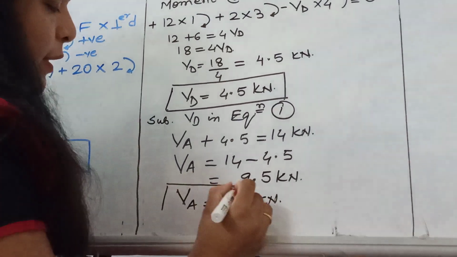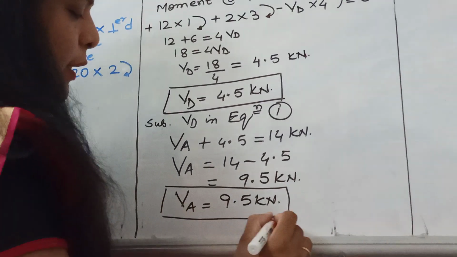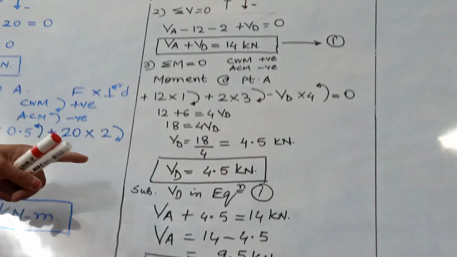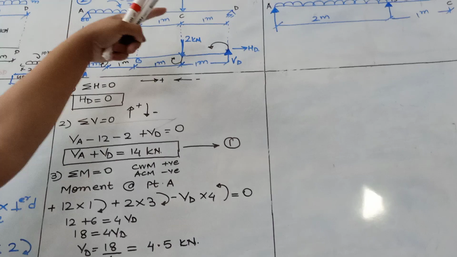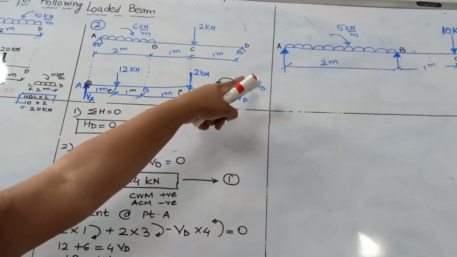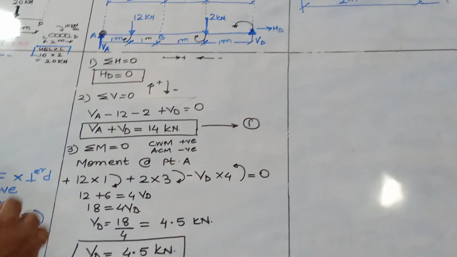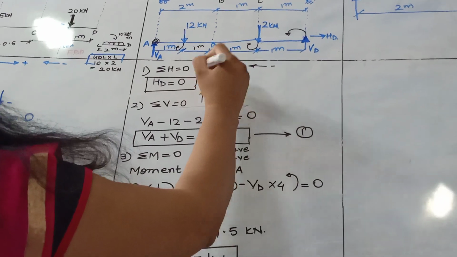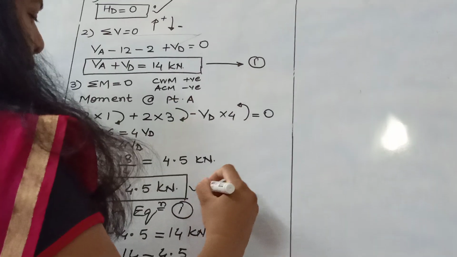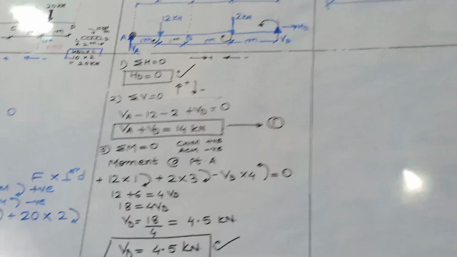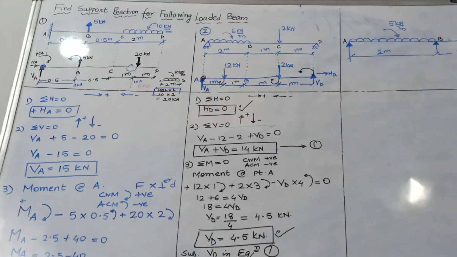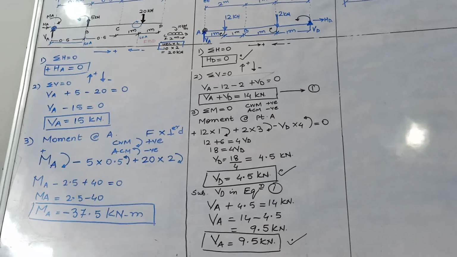Okay. So what were our two support reactions in this particular problem? At point A, VA, at point D, VD and HD. So we have calculated HD, we have calculated VD and we have calculated VA. So all three support reactions we have calculated.